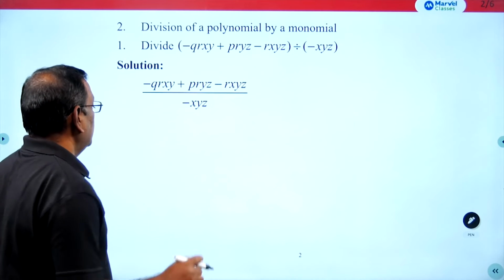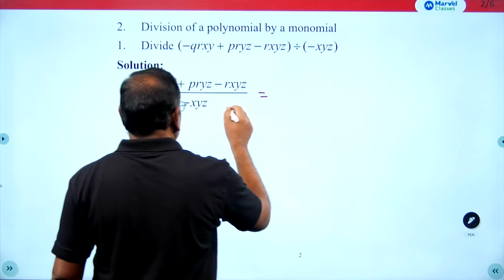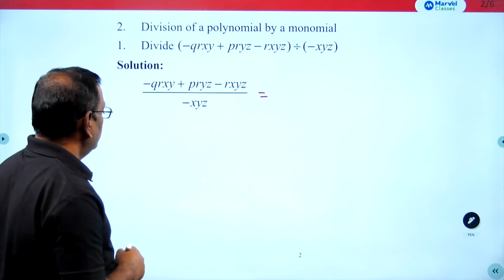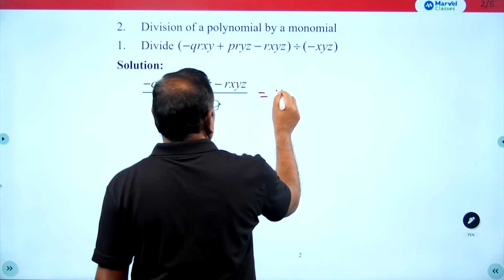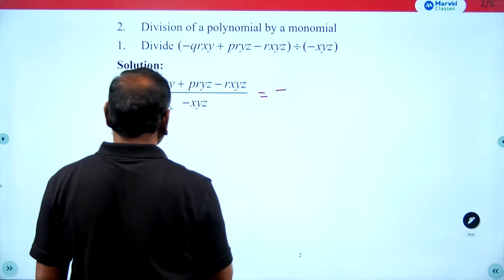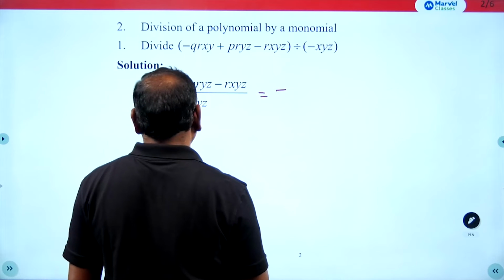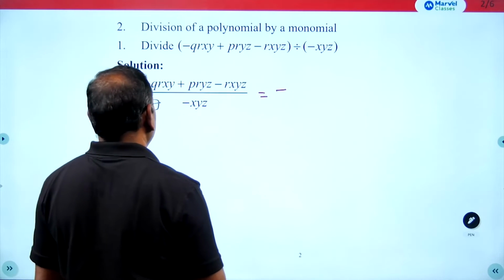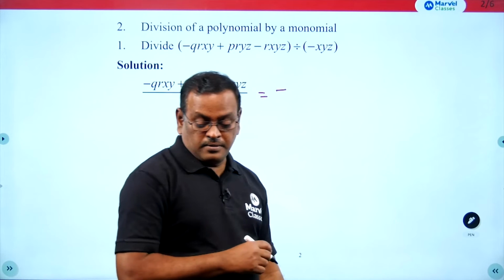So next concept, polynomial by monomial. Now before that, is there any common factor in the numerator? Take that common factor first. So first take the minus sign outside, and is any other common factor there? If there is any common factor, take that common factor outside.